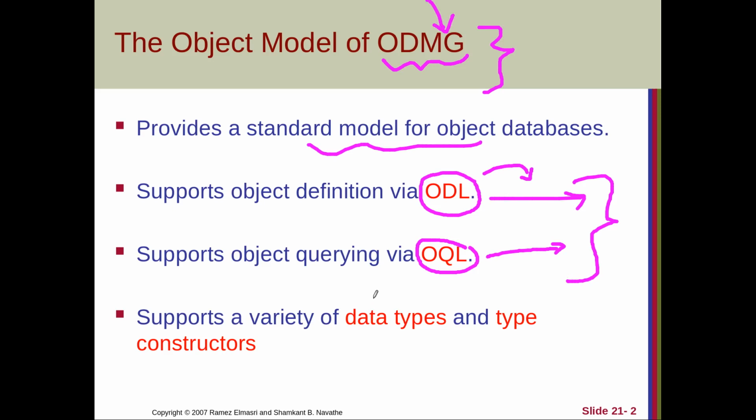Now this ODMG model supports a variety of data types. Several types of data can be included within this model, and it also supports the type constructors. These are the main requirements for an object-oriented database system that we have already seen in our previous session.